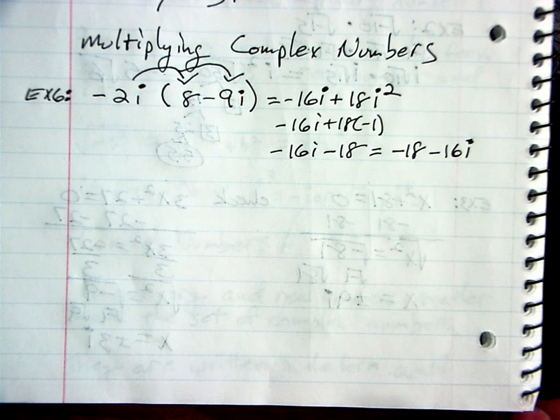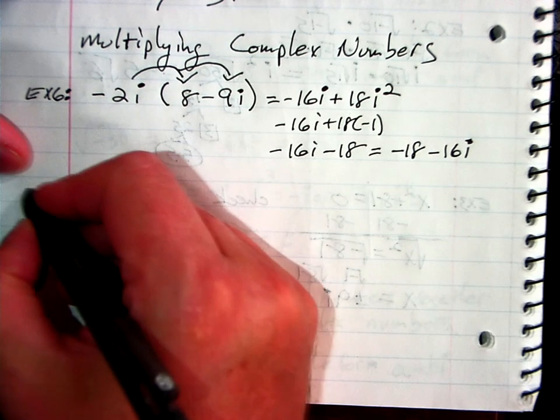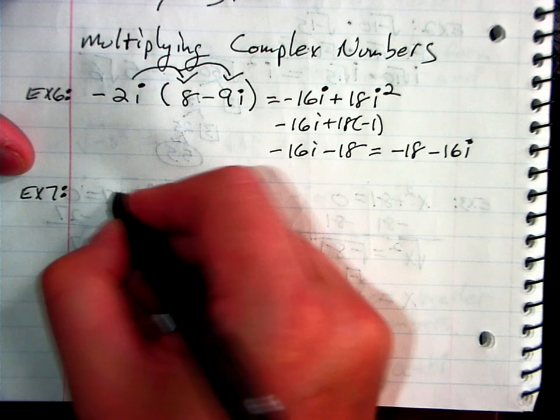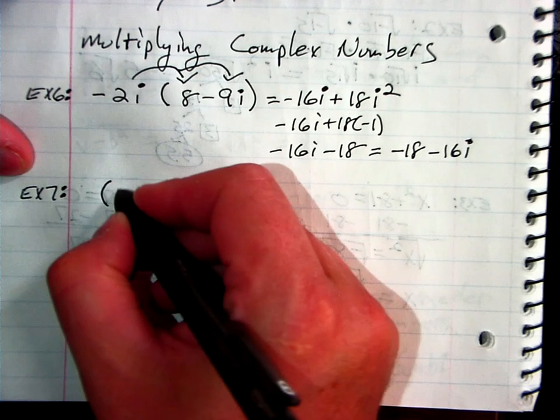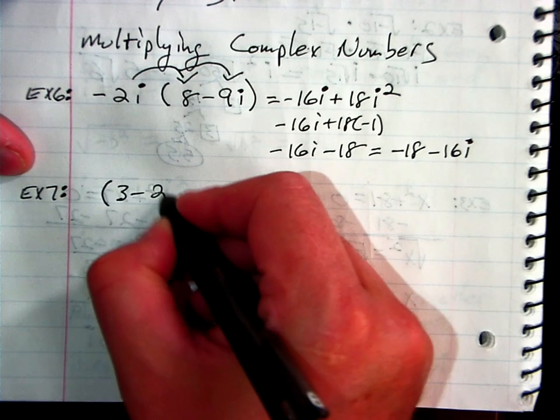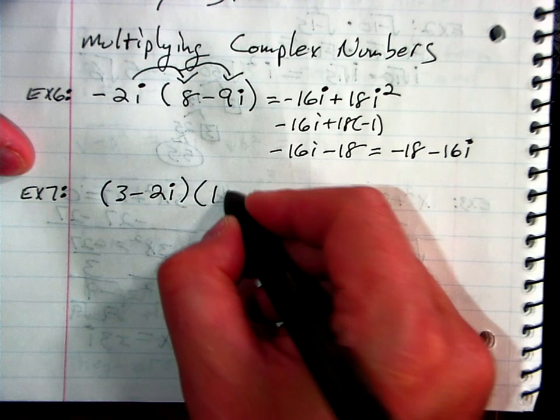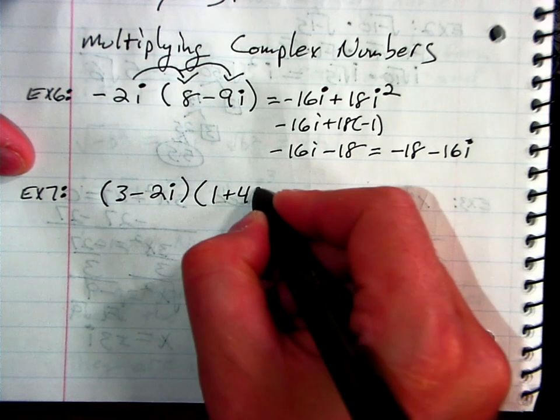That wasn't too terrible. And we're a quarter of the way through today's lesson. So example 7. Parentheses 3 minus 2i times 1 plus 4i.